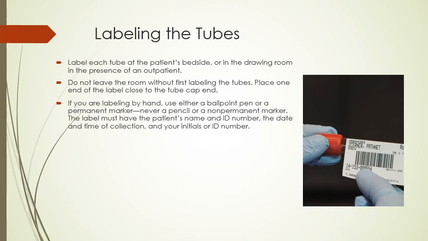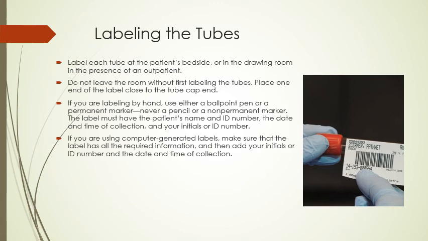If you're labeling by hand, you're going to use either a ballpoint pen or a permanent marker. Never use a pencil or non-permanent marker. The label must have all that information we talked about. Once again, almost everybody nowadays uses these computer printed labels like you see in this picture. However, in case they don't, never use a pencil or non-permanent marker. This is so nobody can change any of that information.